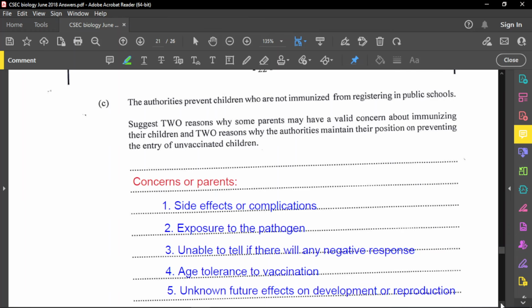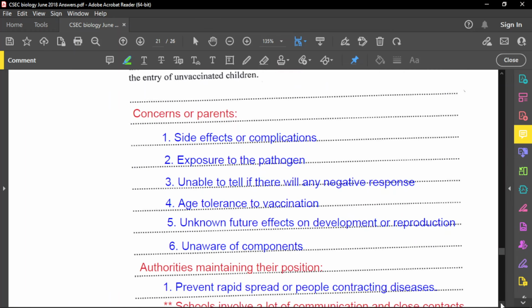Now, for part C, it says the authorities prevent children who are not immunized from registering in public schools. Suggest two reasons why some parents may have a valid concern about immunizing their children, and two reasons why the authorities maintain their position in preventing the entry of unvaccinated children. For parents, there are so many things you can talk about right here, but once it's sensible and in line with what is happening here, then you will earn the mark. And so, concerns for parents.